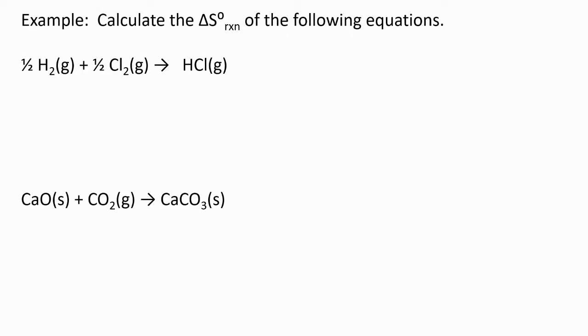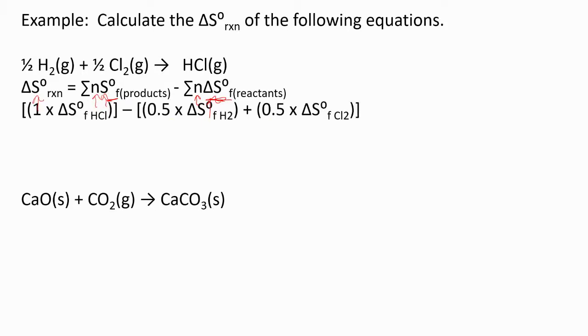So let's calculate the delta S of a reaction using the following equations. And we're going to do this the same way we did the delta H of formation. The formula is the same. We're just simply taking out the H and replacing it with an S, okay? So the delta S of a reaction is the sum of the number of moles times the S of the products, minus the sum of the number of moles times the S of the reactants. And these values are also found on your reference table.